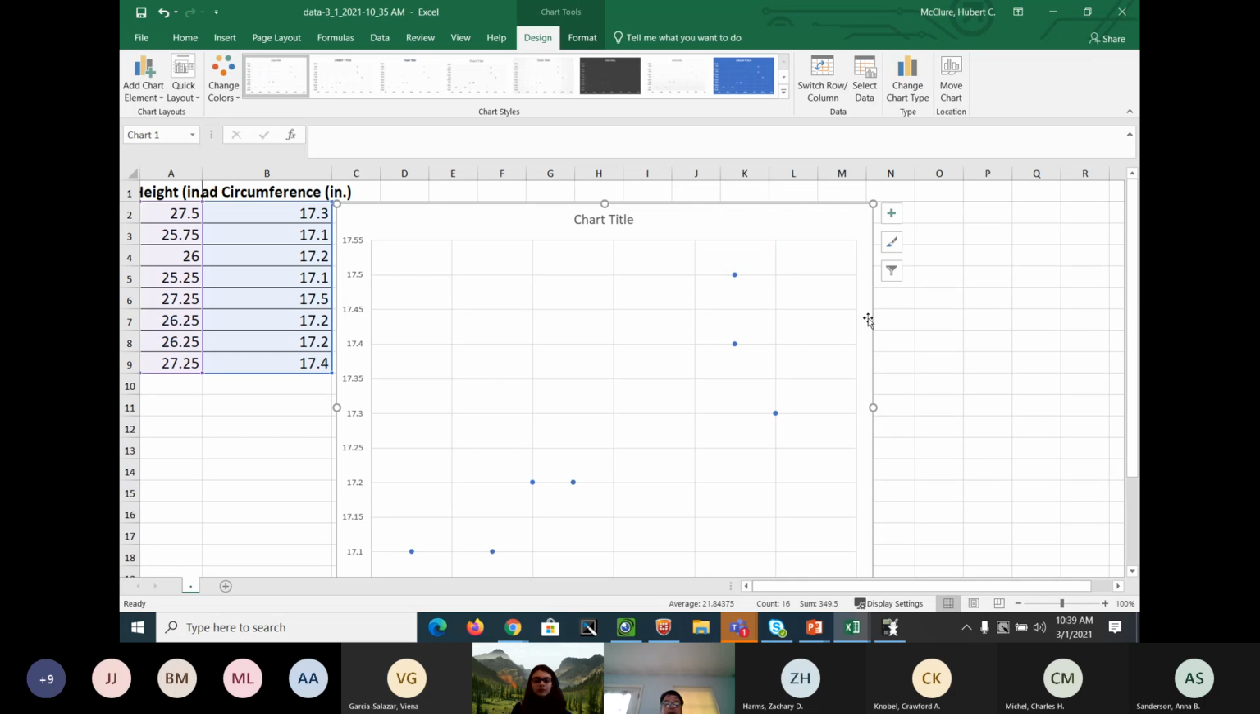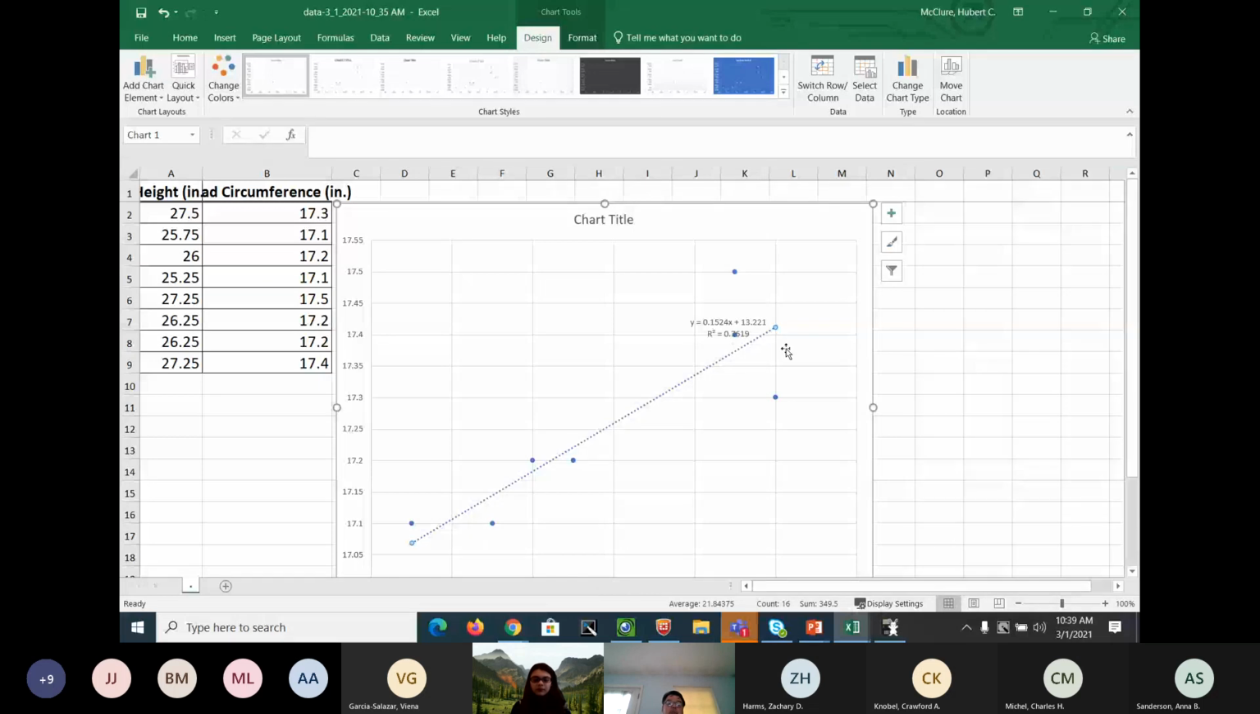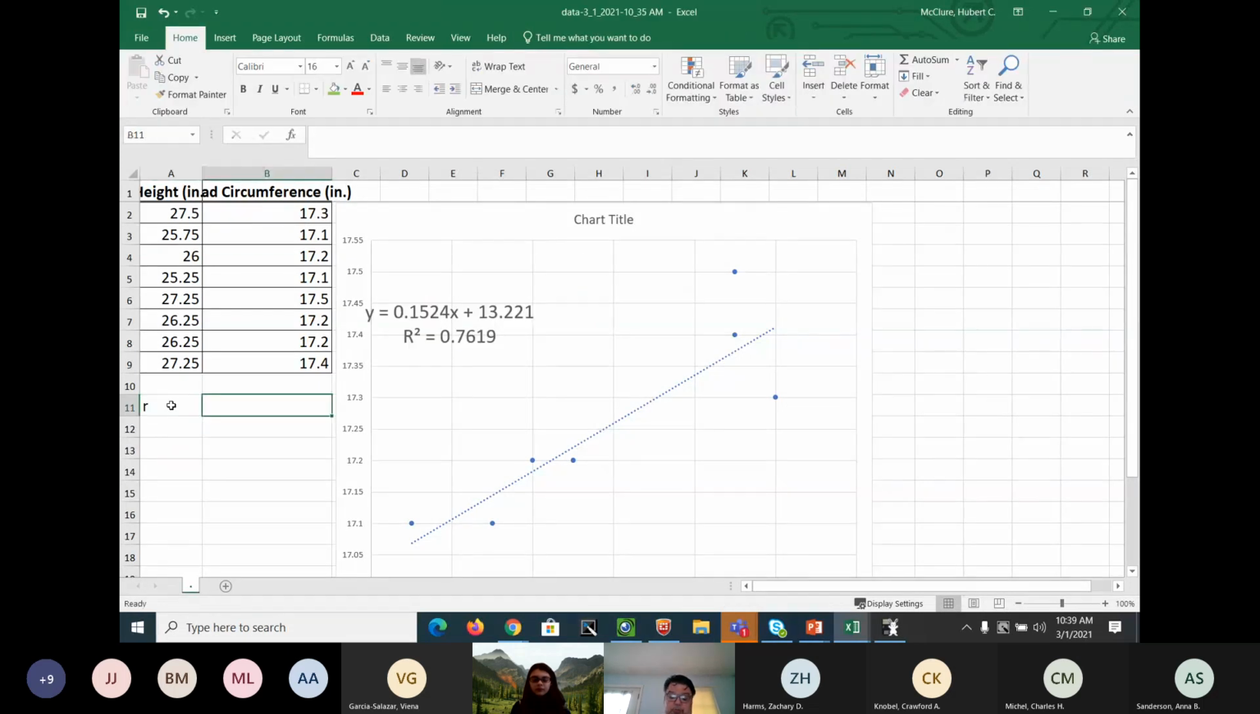All right, I'm going to right click on one of the dots and add trend line. Go down to display and X out of that. And there is my information. So R is equal to, and that's supposed to be a lowercase r. That's an error, but it's Excel and I'm not going to complain about it.